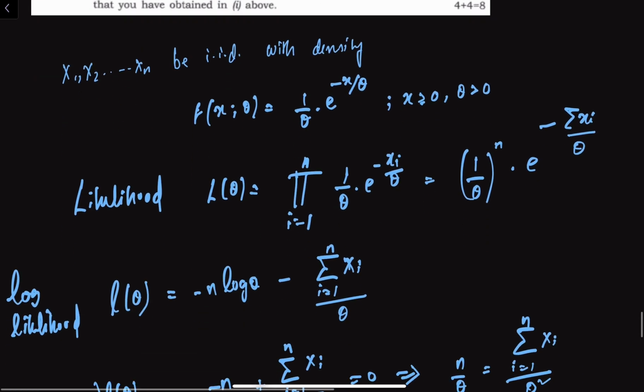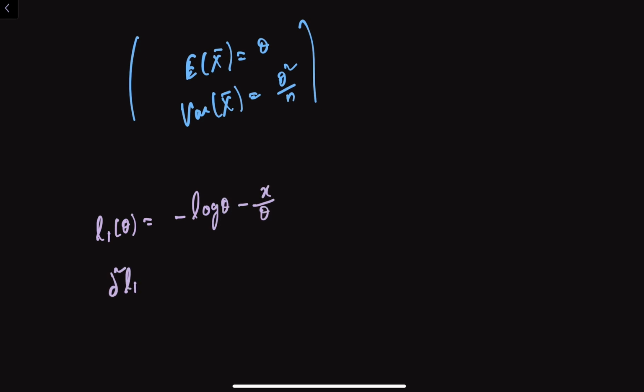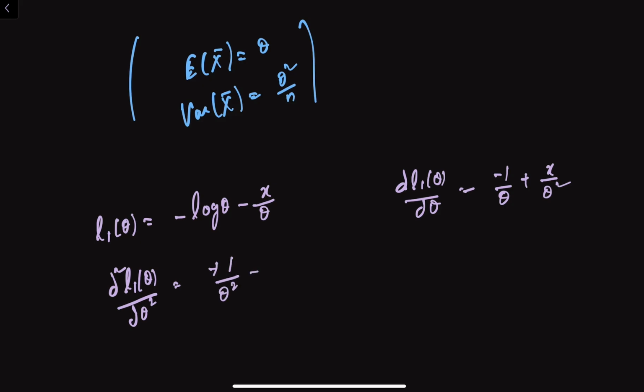Now we need to find the asymptotic distribution of this maximum likelihood estimator. That can be done by using Fisher information. If we compute the Fisher information per observation, first we have L1, the log likelihood, which is minus log theta minus x by theta. The first derivative with respect to theta is minus 1 by theta plus x by theta square. The second derivative will be plus 1 by theta square minus 2x by theta cube.